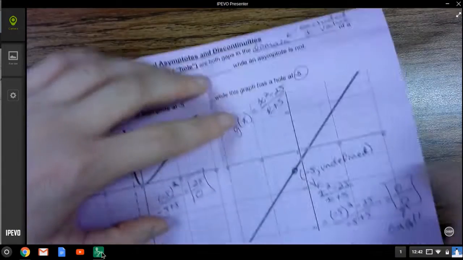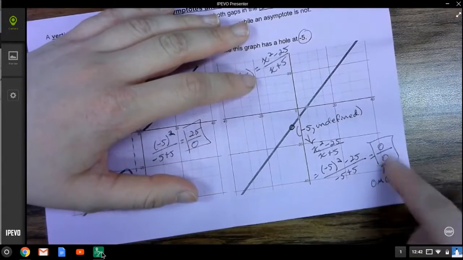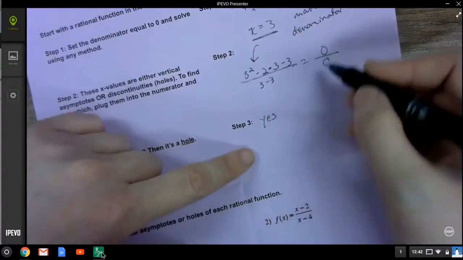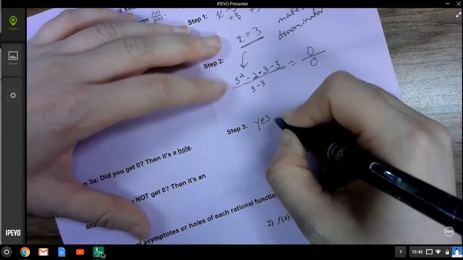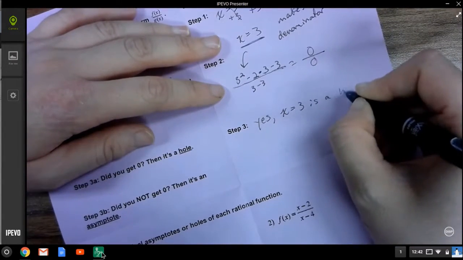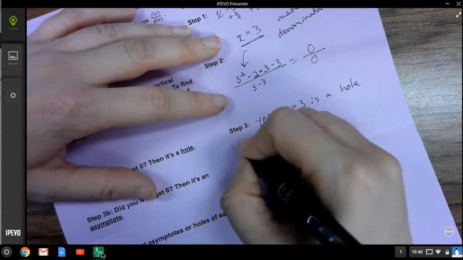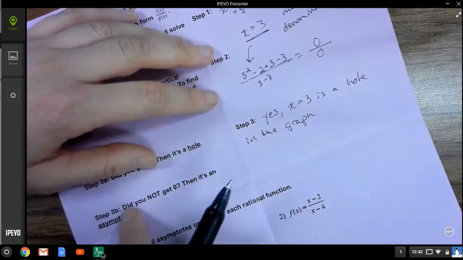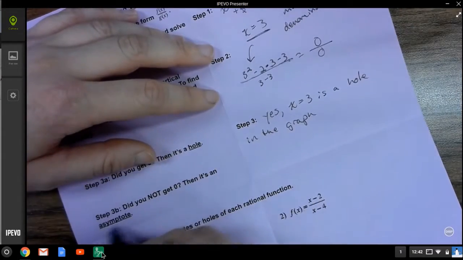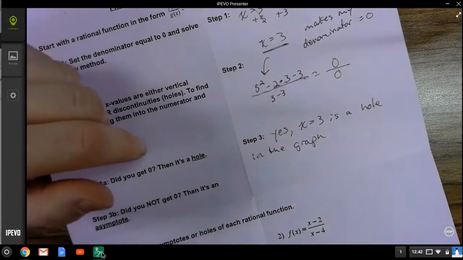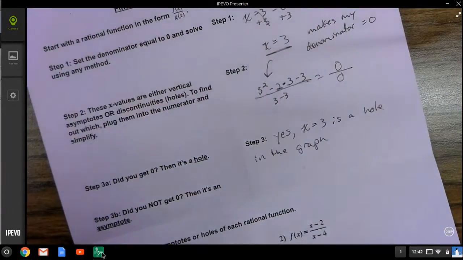And remember, so 0 over 0, oh my God! Whenever you see 0 over 0 and you've plugged your number in, that means that's a hole. That's a discontinuity. So yes, since I got 0 over 0, x equals 3 is a hole or discontinuity in the graph. If I had not gotten 0, then I would have an asymptote, but I would have seen that on the graph. So I was already pretty sure that wouldn't be it. So yes, x equals 3 is a hole in the graph.